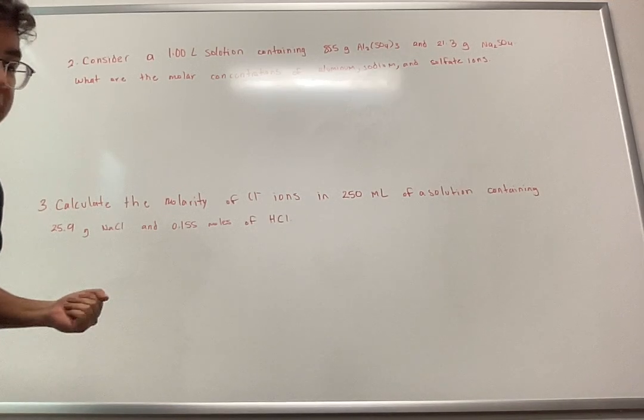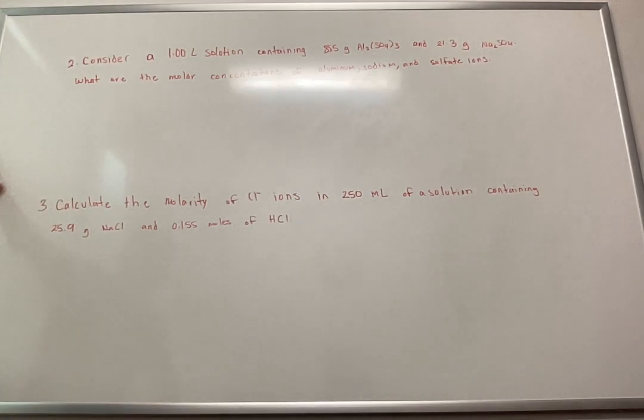moles. So consider a 1 liter solution containing 85.5 grams of Al2(SO4)3, so aluminum sulfate, and 21.3 grams of Na2SO4, sodium sulfate. What are the molar concentrations of aluminum, sodium, and sulfate? Starting off with, let's do aluminum.